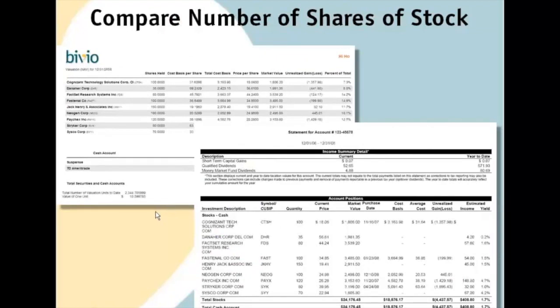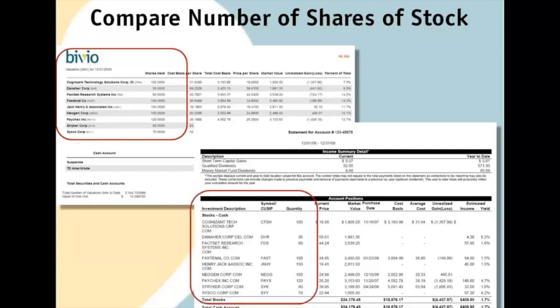You should also compare the number of shares of each stock you own. Your valuation statement should show the same number that your brokerage statement does. If they are different, you may have missed or incorrectly entered a stock transaction at some point and you need to find it and fix it. The investment transaction lists I showed you earlier are a good place to start to figure out where the problem is.